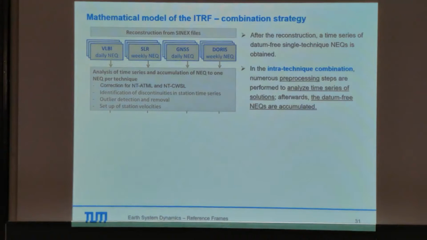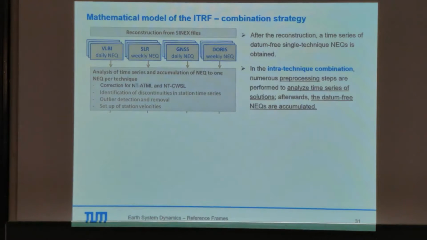This is something we get from the technique-specific centers. And in our pre-processing, what we first do is we identify outliers and remove them. Yeah? So everything which is not fitting the regular behavior of the time series is removed. Afterwards, we identify discontinuities in station time series.